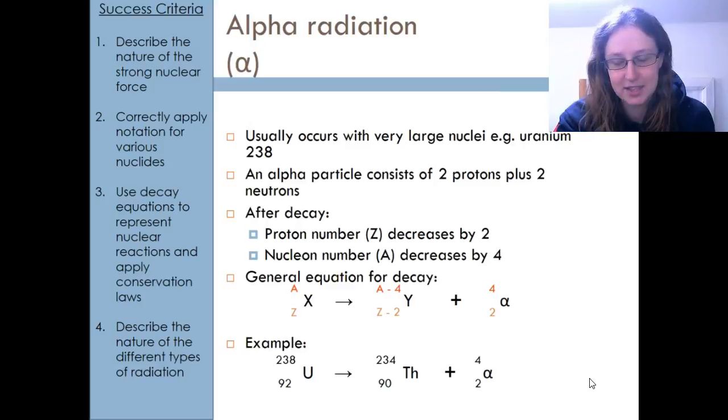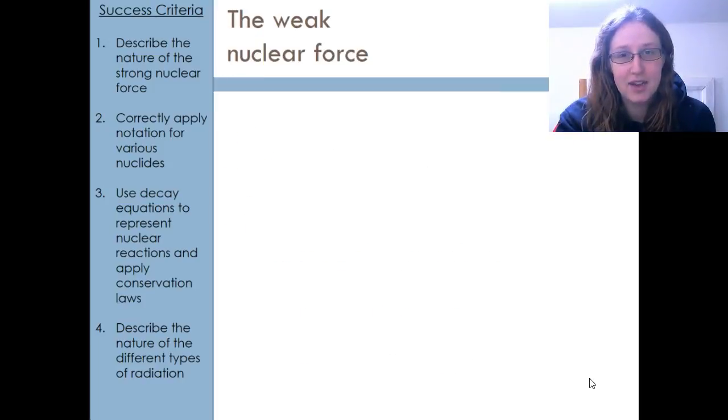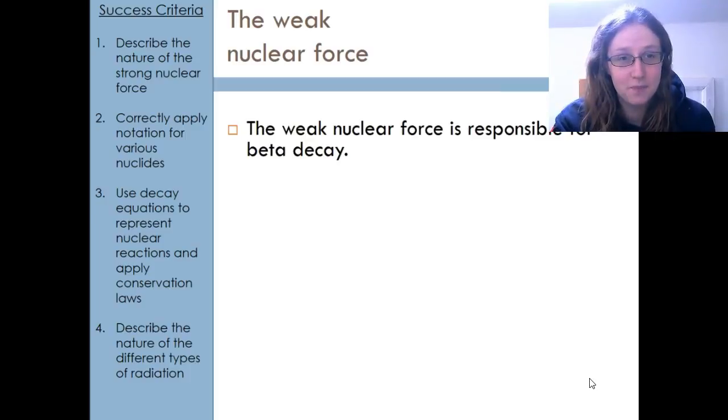Now beta gets a little bit different. Beta decay is caused by the weak nuclear force, which is that fourth fundamental force that I told you about. You don't really need to know a lot about this one. As far as the exam board is concerned, you don't really know much about it. I'm just going to tell you the very bare bones of it. And all you need to know is that the weak nuclear force causes beta decay.